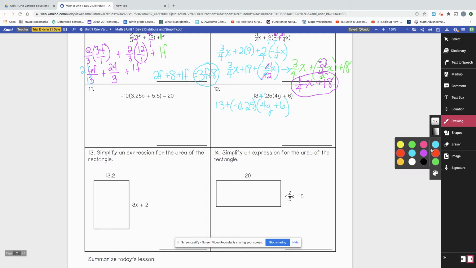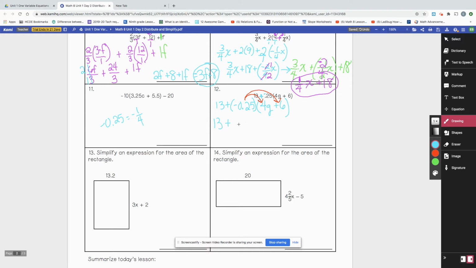So I need to distribute. Here I'm distributing the negative 0.25 to the 4 and the negative 0.25 to the 6. 13 plus, now another way I could look at this, when I think about equivalent expressions, negative 0.25 is the same as negative 1/4. Would negative 1/4 help me simplify here?